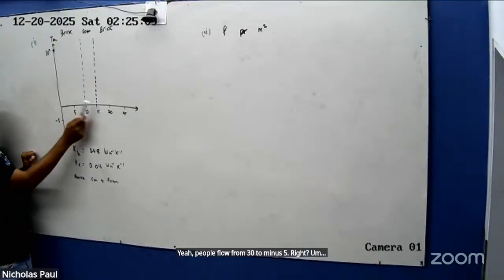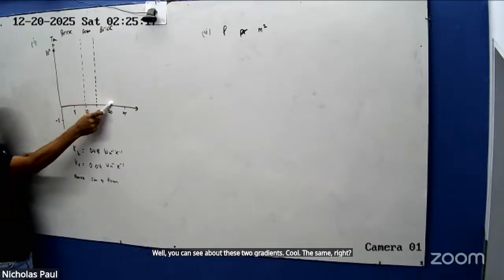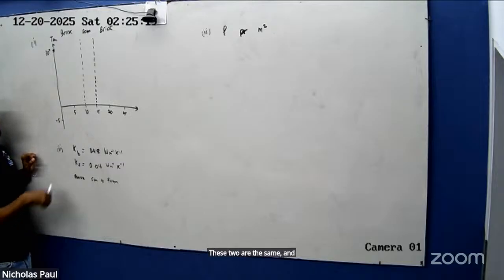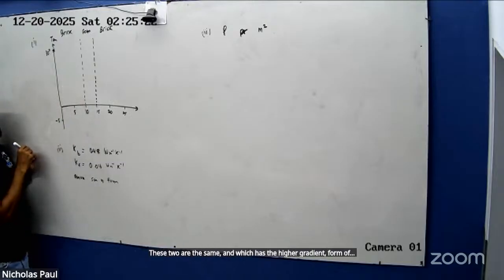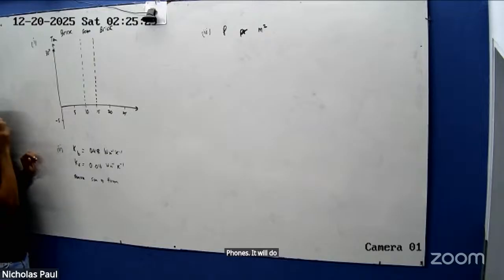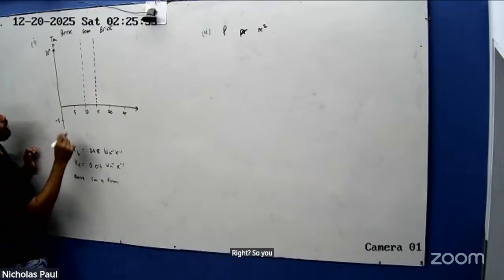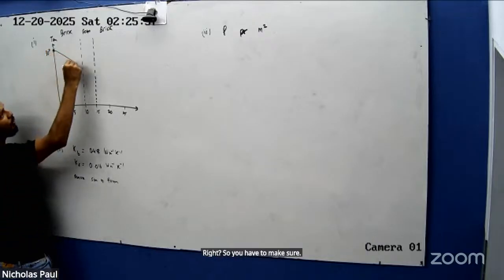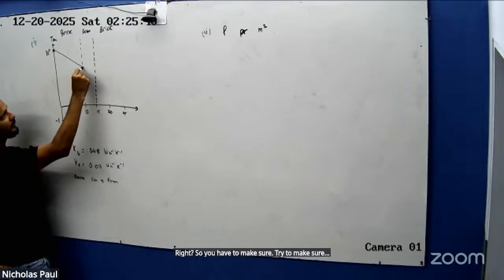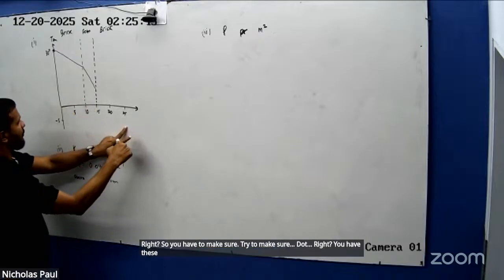These two gradients here, what can you say about them? Constant, or the same? Same, right? These two are the same, and which has the higher gradient? So you have to make sure these two are the same.